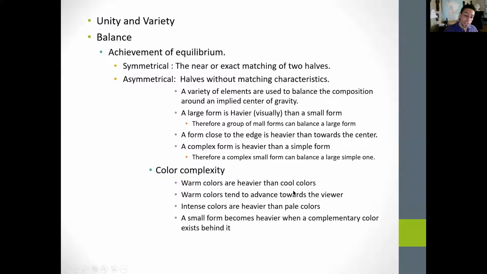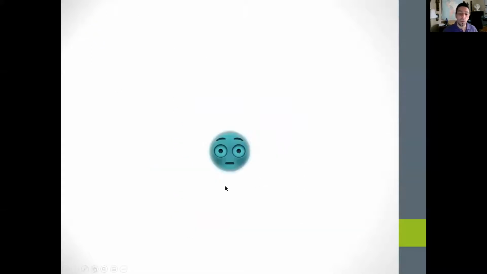And last but not least, a small form becomes heavier when the complementary color exists behind it. So the more complementary color we put behind that specific color, the heavier the object becomes. Here we have this one small blue object, and as we add more and more orange to this object, it becomes heavier and heavier and heavier.